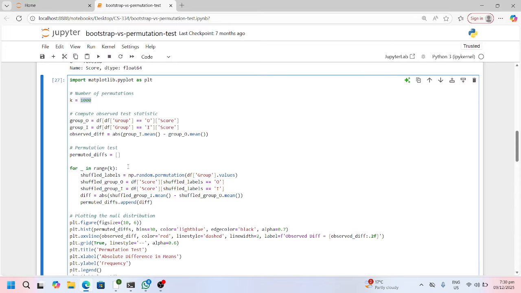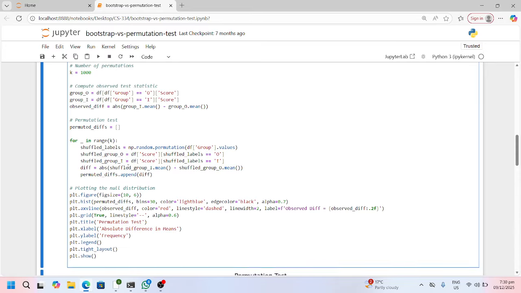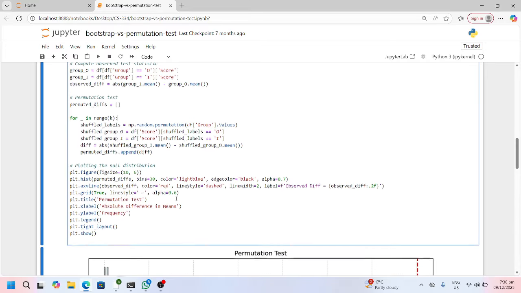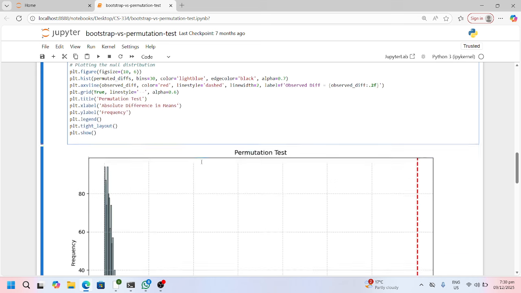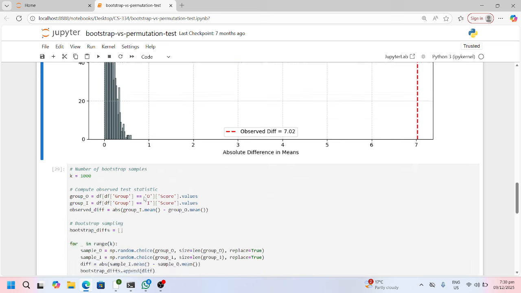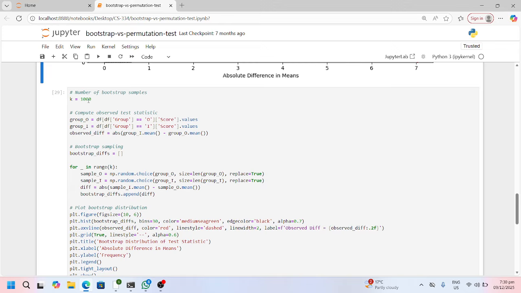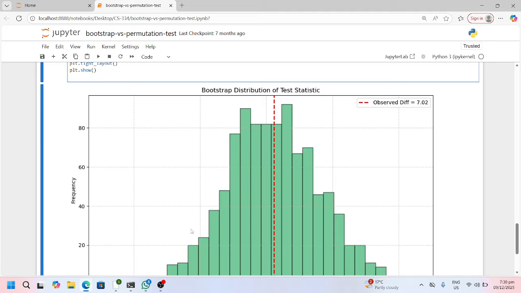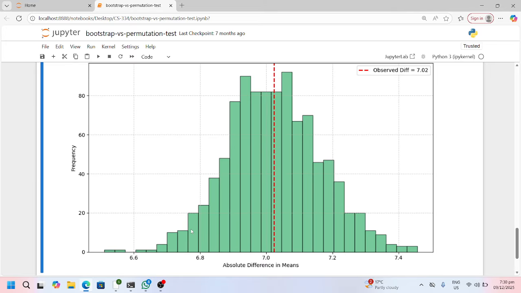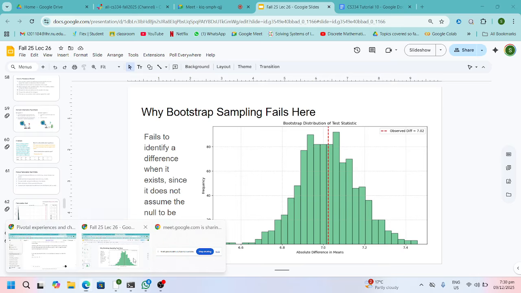So I generated 1,000 permutations. I could have generated more permutations. And I did that by using NumPy's permutation function. This is what came out. Alternatively, when I did bootstrap sampling, I did not use the permute function; I generated random samples from within the whole groups. And this is what I see. So, anyway, this is why this will not work for you.